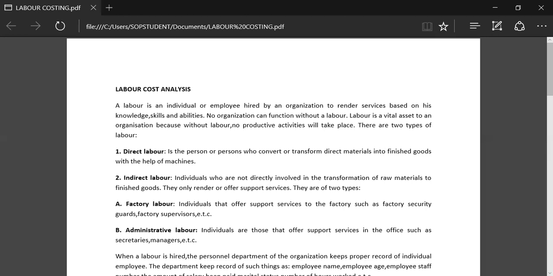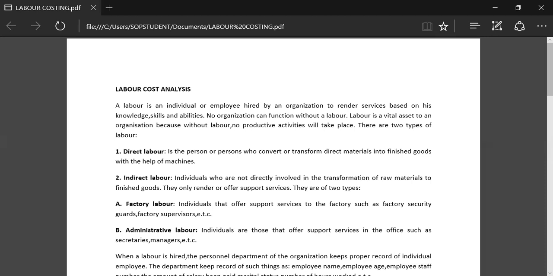And there are two types of labor. There is direct labor and then indirect labor. The direct labor refers to persons who convert and transform direct materials into finished goods. While the indirect labor are individuals who are not directly involved in the transformation or conversion of raw materials into finished goods. Indirect labor refers to individuals who render or offer support services.